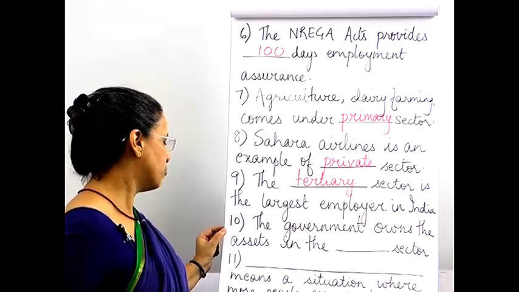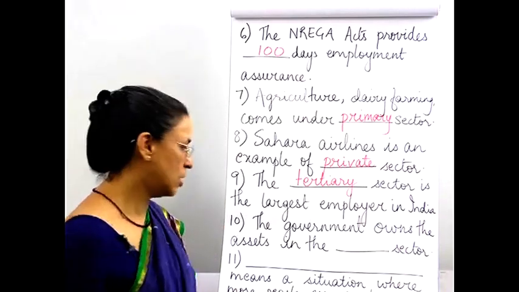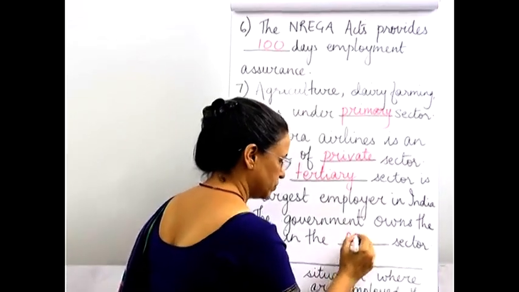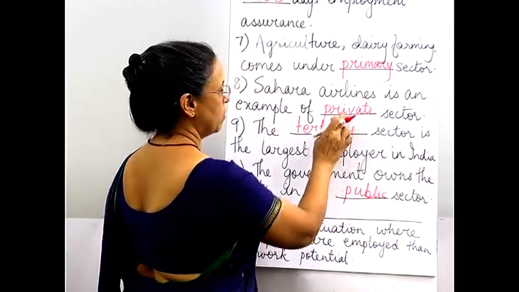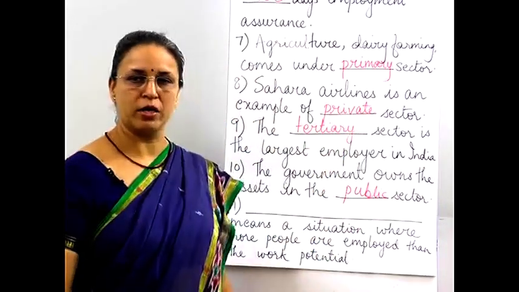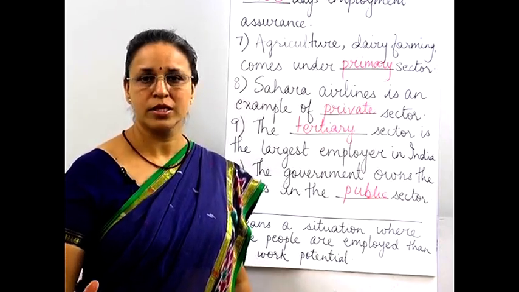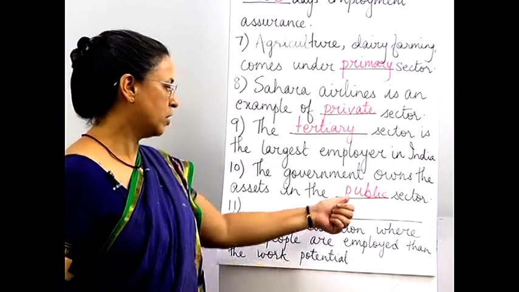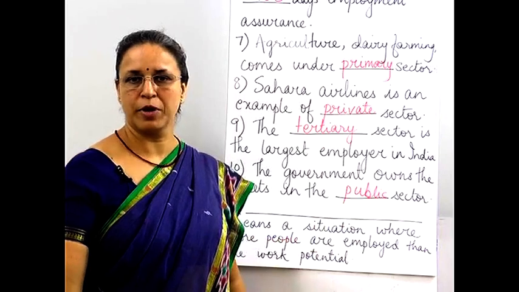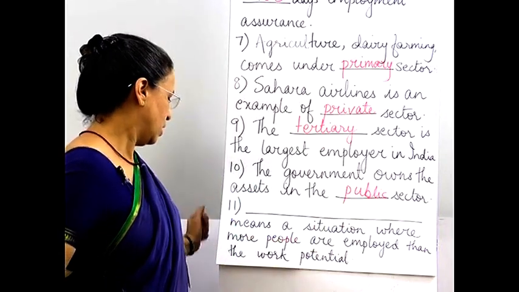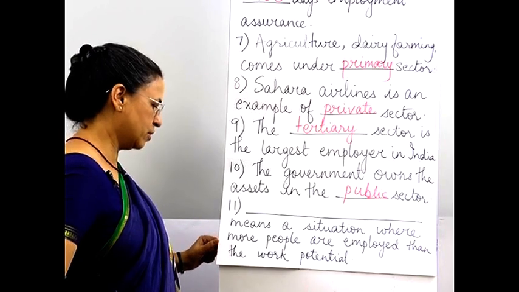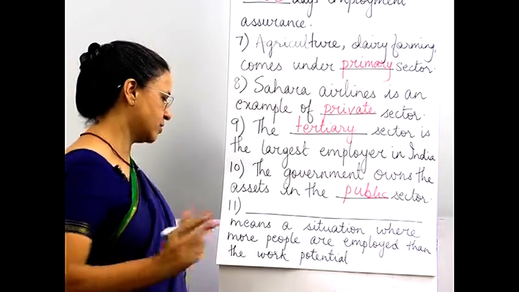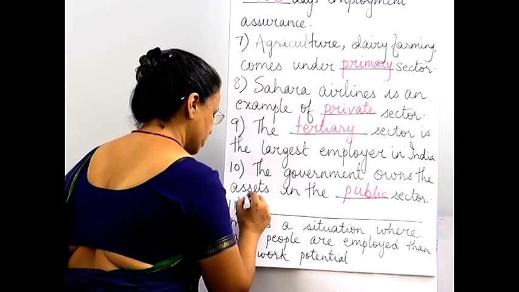10th, the government owns assets in the public sector. So what is the difference between public and private? Private is owned by a person, that is, it is a personal asset, while here public sector is owned by the government. Dash means a situation where more people are employed than the work potential, that is disguised unemployment.